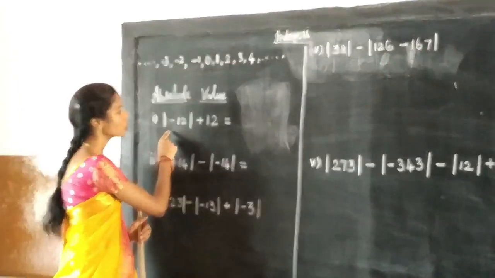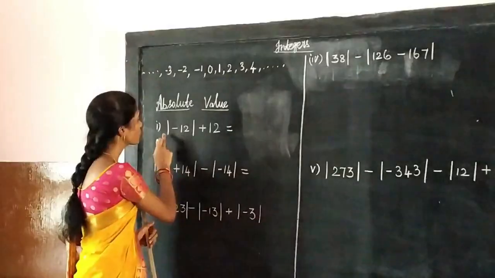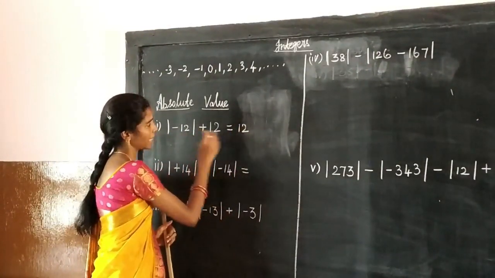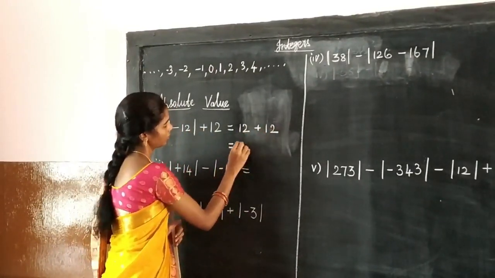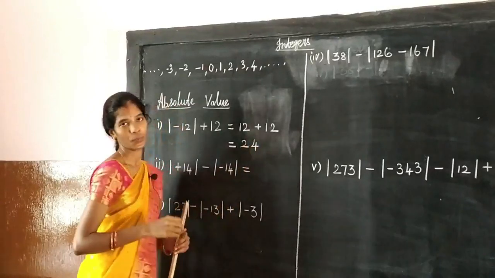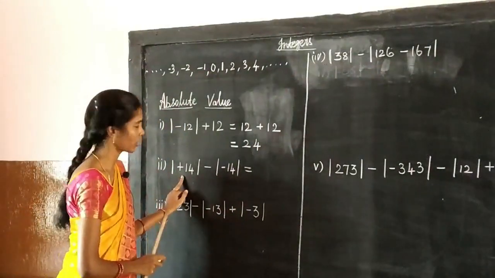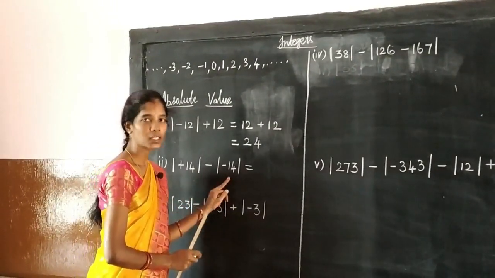First one, absolute value of -12 plus 12. We know the absolute value of -12 is 12. Then plus 12. So, 12 plus 12, 24. Next, question number 2, absolute value of +14 minus absolute value of -14.